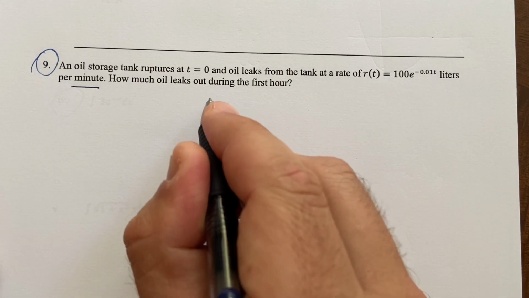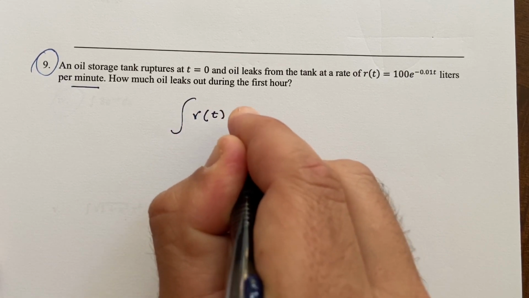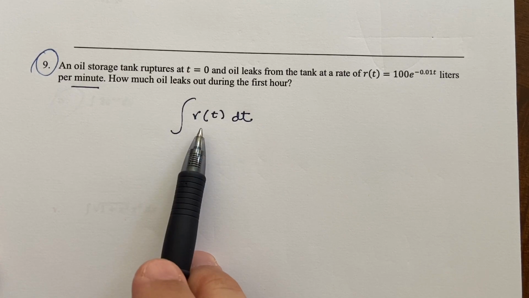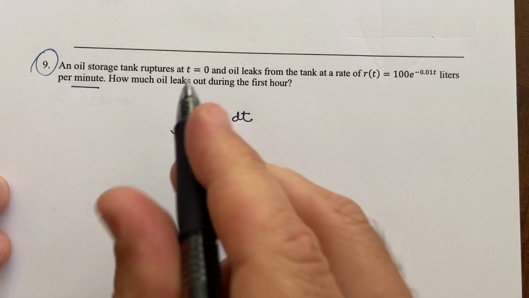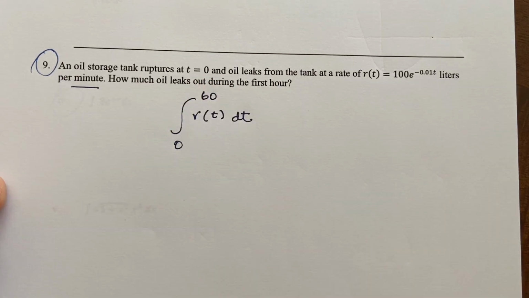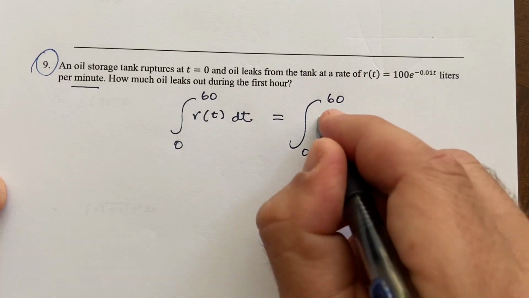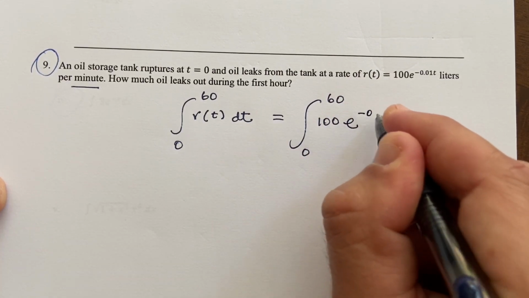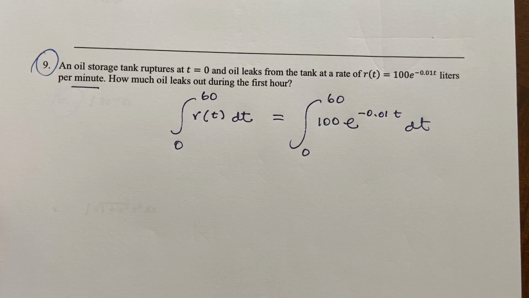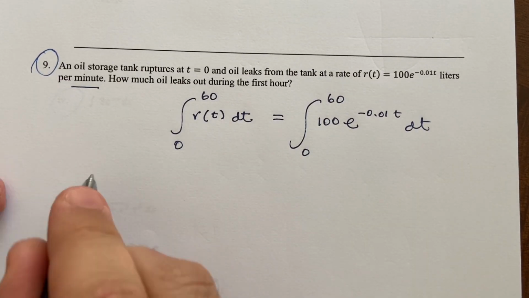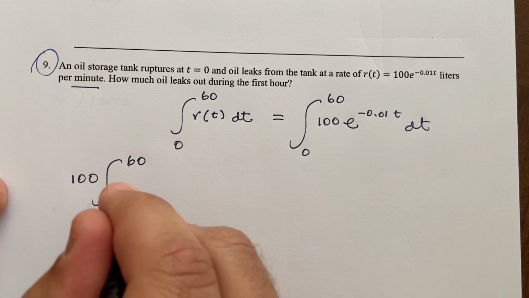So we're going to integrate r of t with respect to time. And since that rate is with respect to minutes, to look at the first hour, we need to go from 0 to 60. So we'll integrate from 0 to 60, 100 e to the negative 0.01 t dt. Okay, we can bring out that 100. I'll just start by doing that simple step.